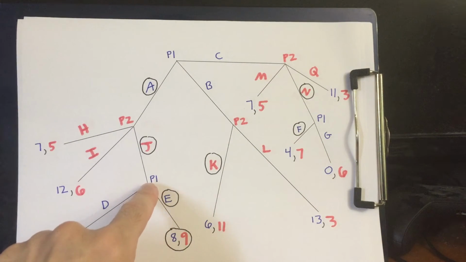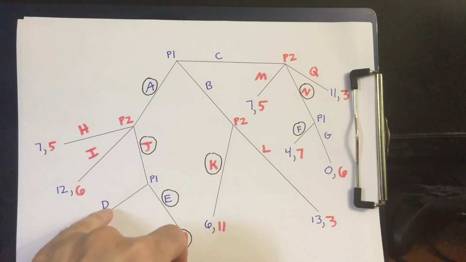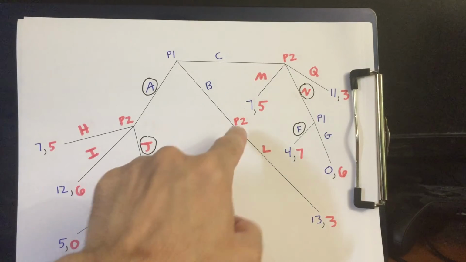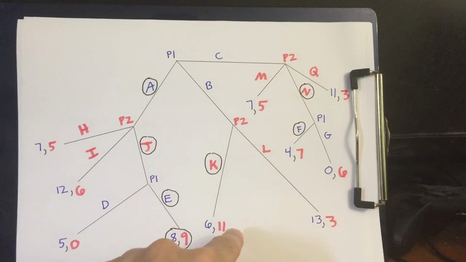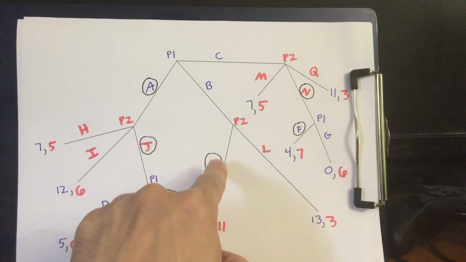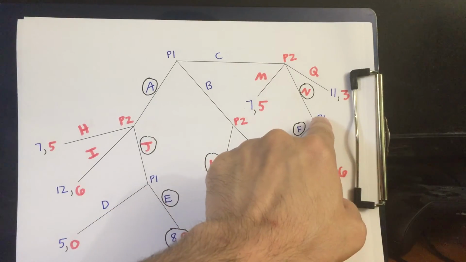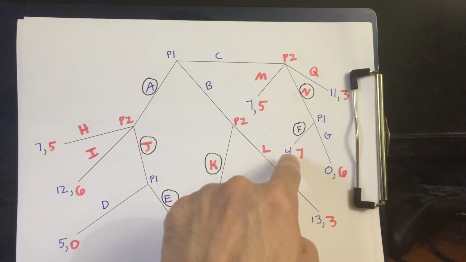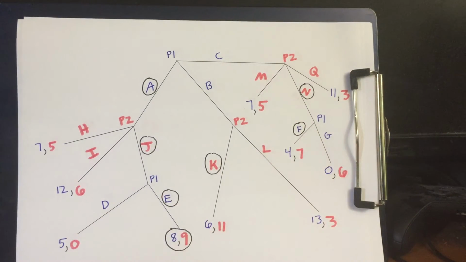So if the parties reach here, if player 1 gets to be here, player 1 will say, well, I now can pick D and get 5 or E and get 8. I'm going to pick 8. If player 2 ever gets here, player 2 will say, well, I have a choice between 11 and 3. I'm going with 11. I would pick K. And if player 1 ever ends up here, player 1 would say, well, my choice is between 4 and 0. I'm going with 4, and I'll pick F.